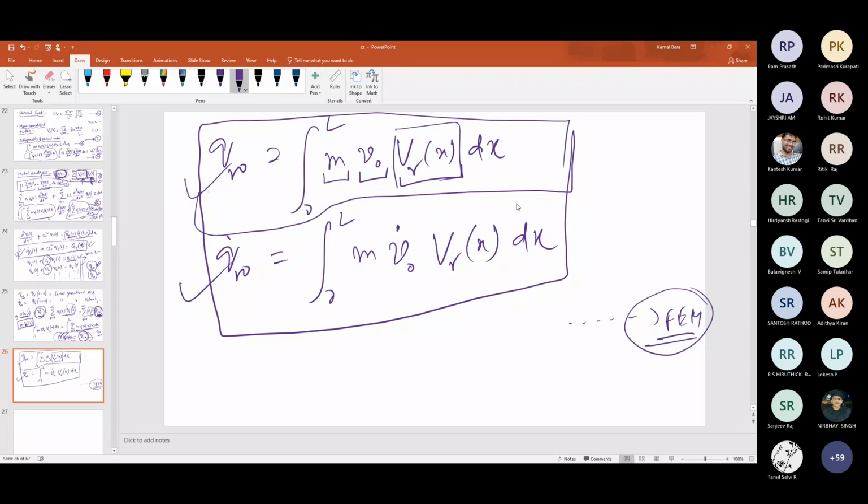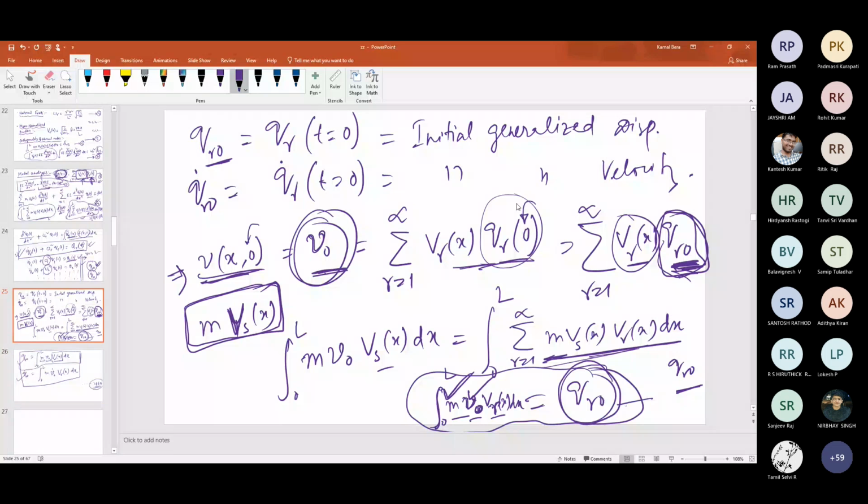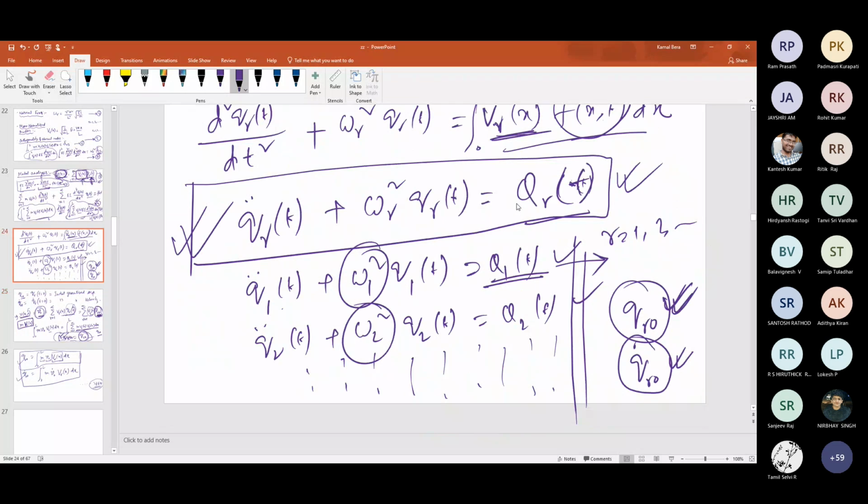So we'll continue from here. In the next class we'll solve one problem. So now you know how to solve this equation, right? This Q_r(t) using the Duhamel integral, again I can write the general expression.